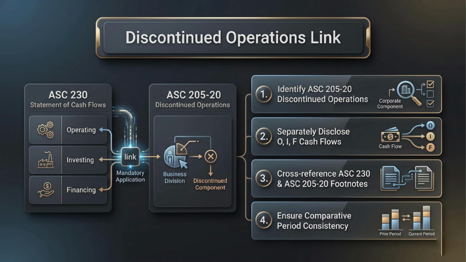Preparer should not treat the cash flow statement as isolated from the discontinued operations note. Cash flows may need to be disclosed by type of activity, operating, investing, and financing, or presented in a way that clearly links to the discontinued operation. This is a cross-reference alert, not a full discontinued operations lesson. The practical message is simple. When there is a disposal, do not let ASC 230 and ASC 205-20 behave like two departments that never speak to each other.